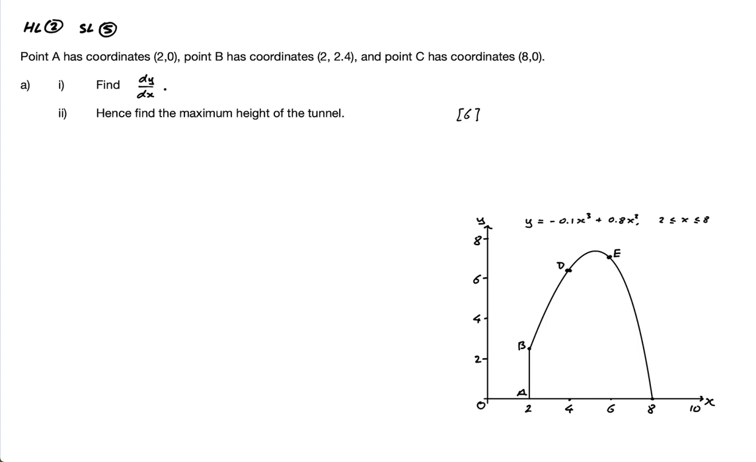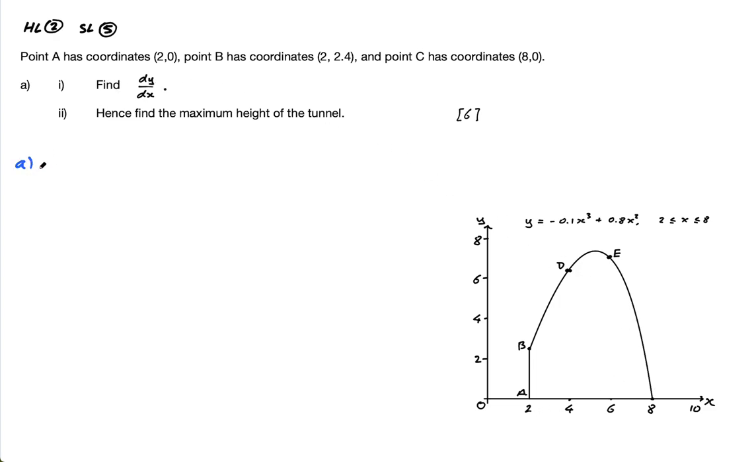Okay, so we have AISL question 2, SL question 5, part A. This is the cross section of a tunnel. Imagine we're looking at the tunnel from the side view, or as you look into the tunnel. This is you looking straight into the dark tunnel. The cross section of the tunnel is modeled by this cubic function from here to here, from 2 to 8.